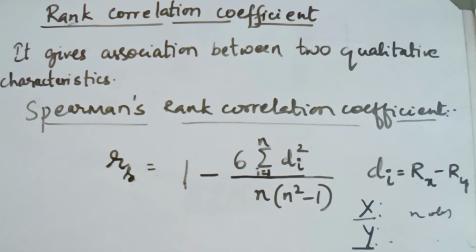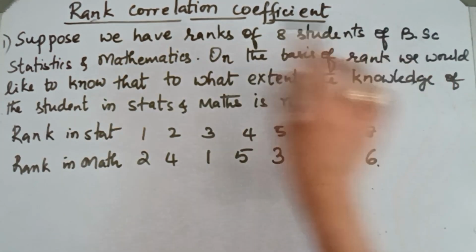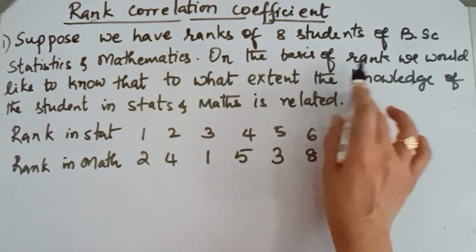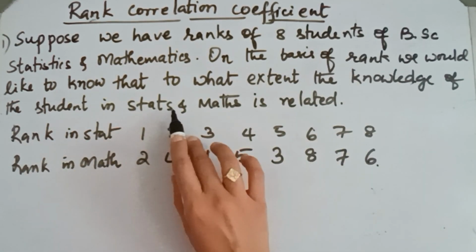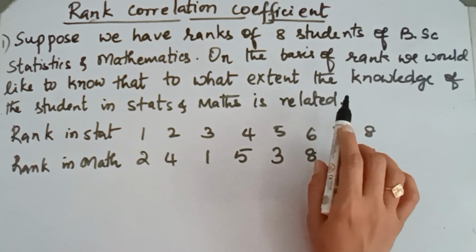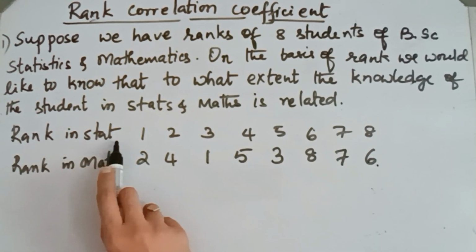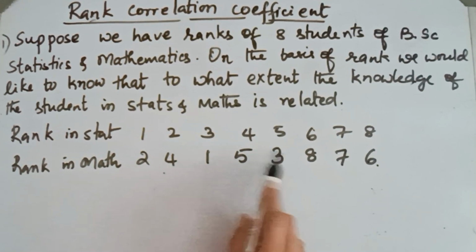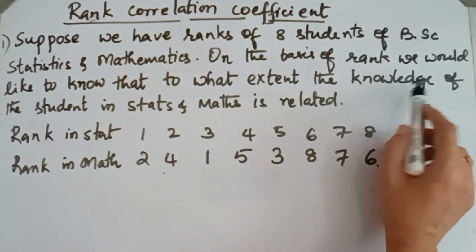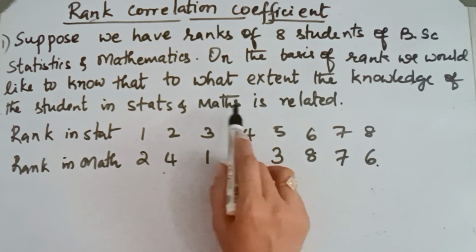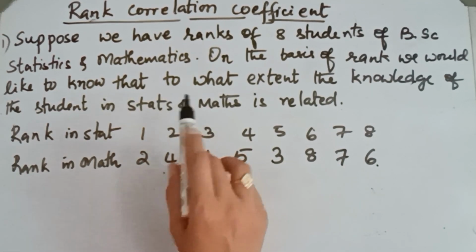Let us take one example. Here is the problem. Suppose we have ranks of 8 students of BSc Statistics and Mathematics. On the basis of rank, we would like to know to what extent the knowledge of the student in stats and maths is related. Here they have given the ranks directly, rank in statistics and rank in mathematics. So there are 8 students. You would like to know the association between the knowledge of students in stats and maths. That means if a person has a good rank in stats, then what about his knowledge in maths?